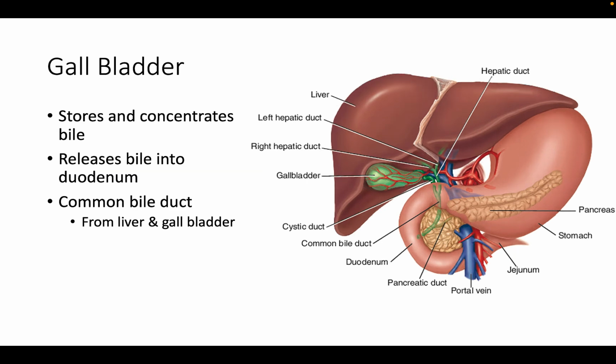The gallbladder stores and concentrates bile and releases bile into the duodenum. The common bile duct is what actually combines bile from the liver and the gallbladder to release it into the duodenum. This common bile duct is also going to be joined by the pancreatic duct from the pancreas.